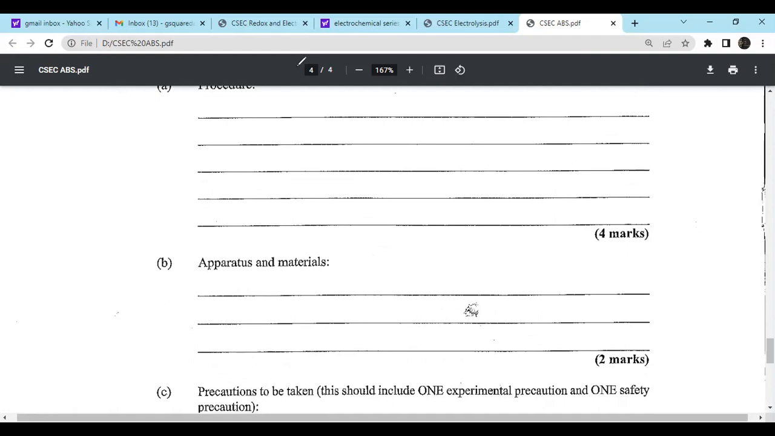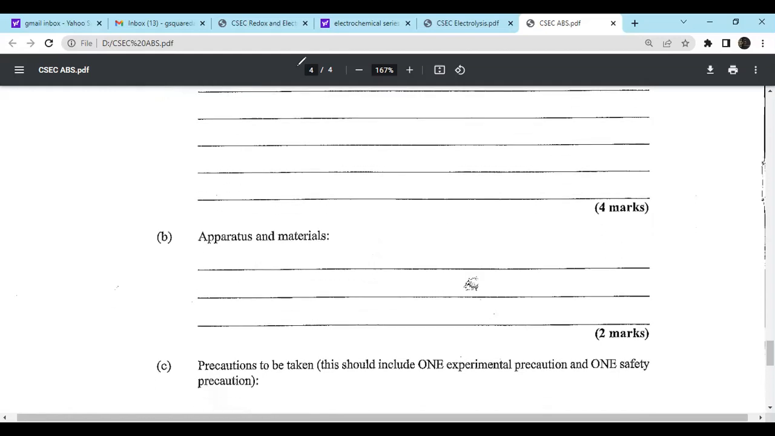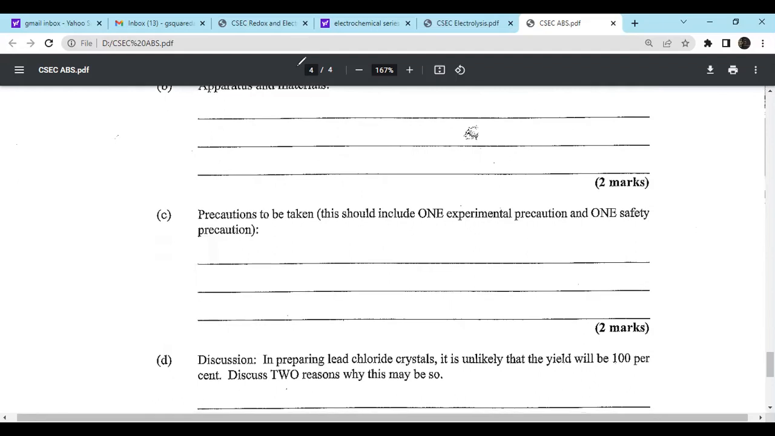Apparatus and materials. Since you're going to mix solutions, you're going to need a beaker, a stirring rod, a funnel, filter paper, and a conical flask. Okay? Precautions to be taken. This should include 1 experimental precaution and 1 safety precaution. Now, why they put this here is students always used to come and say, boy, you know, wear gloves, wear lab coat, those things.